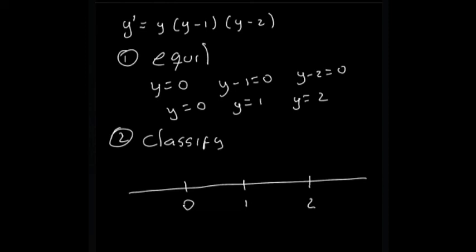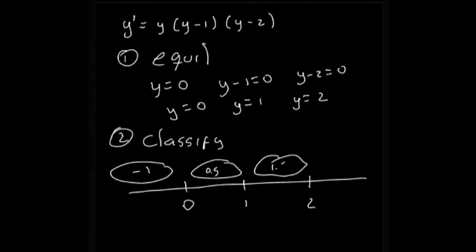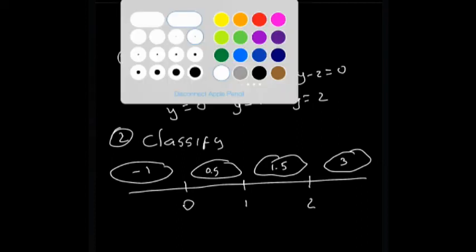So what we're going to do now is take a value in each region. In this region here, I'm going to take the easiest one, which is -1. You can use any value between 0 and 1, but I'm going to take 0.5. Between 1 and 2, I'm going to take 1.5. And from 2 to infinity, we're going to take 3.